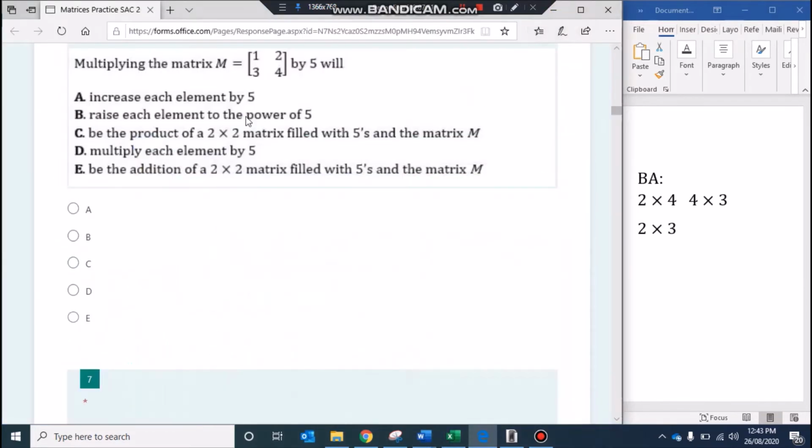So if we look back to our options, we're obviously not increasing each element by 5, because that would be adding 5, not multiplying. We're not raising them to a power. It's not the product of a 2 by 2 matrix filled with 5s. And it is D. It is multiplying each element by 5. So that's what it is.